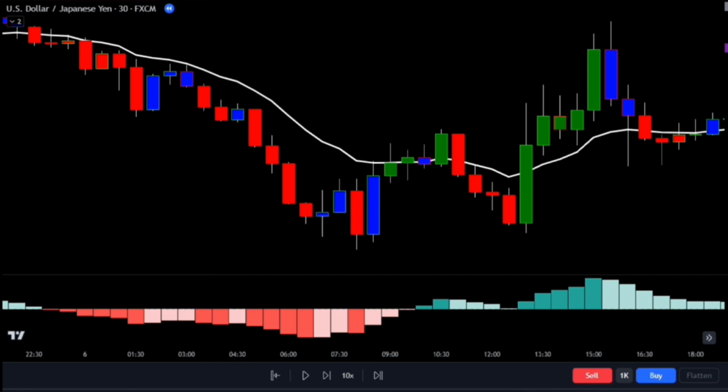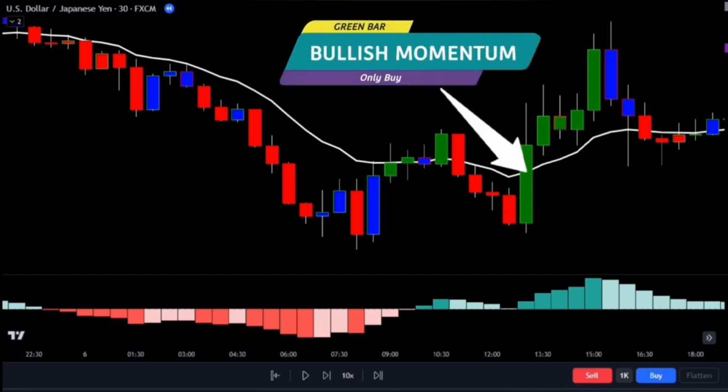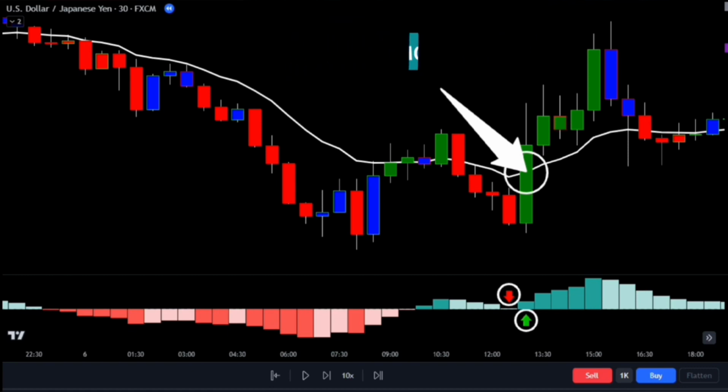Now, let's talk about the different bar colors on the chart. When you see a green bar, it means there's a bullish momentum. For that to happen, two conditions have to be met. The current value of the MACD histogram should be higher than the previous value, and the current value of the EMA should be higher than the previous EMA.